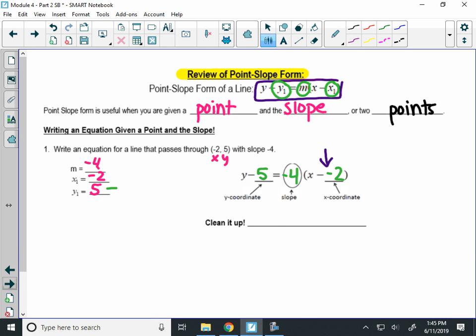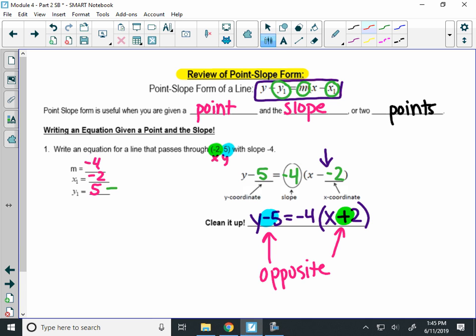Now, what I mean by clean it up is we typically don't write minus and negative. So what we do write is y minus 5 equals negative 4 times x plus 2. Remember, minus and negative turns into a positive. Now, something I want to point out to you before we move on. Look at the signs here. The y has a sign of negative 5. The original y was positive. The x has a positive 2, and the original x was a negative 2. So one thing to remember is that the signs that you use in the point slope form are the opposite signs of what you had in the original point.